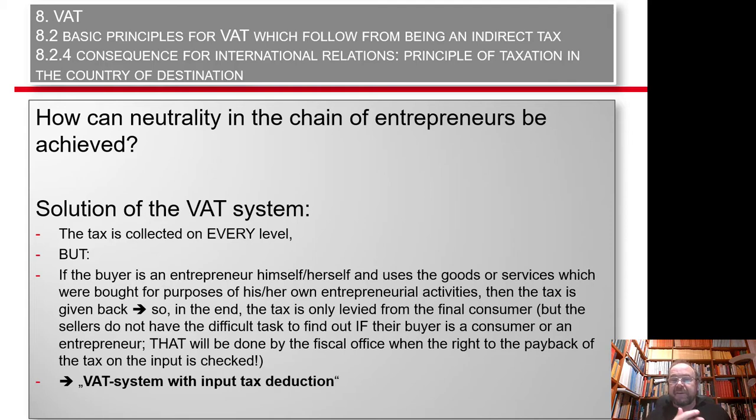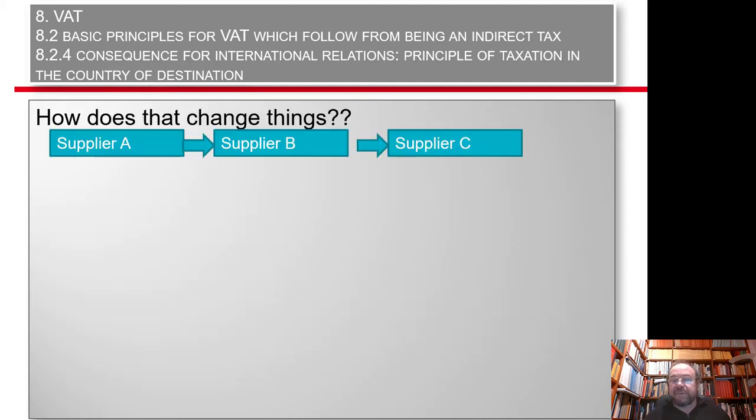And now the fiscal office can go and check if that really was the truth, if B really used it for business. They have the power and the capacity to check it. And if he lied to them, that would also be tax fraud, and then you would be punished under criminal law. So that could work. So how does that change the economic situation?